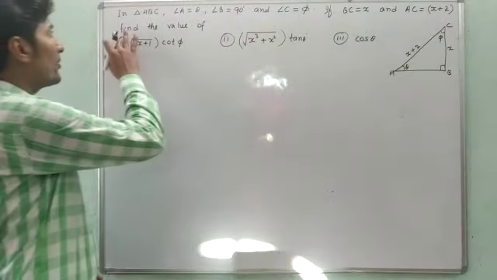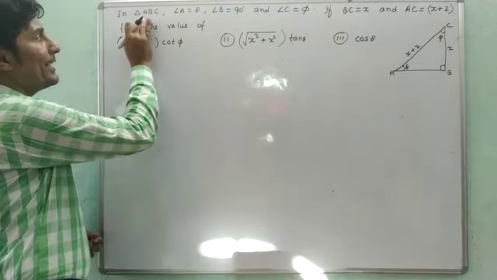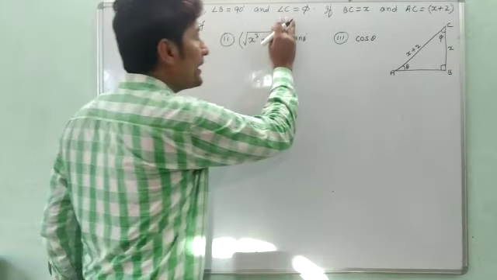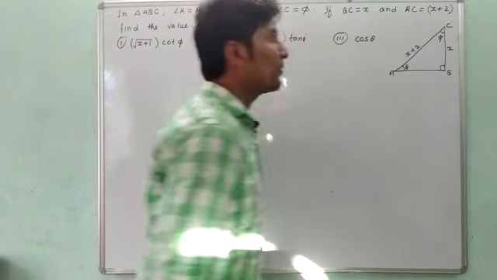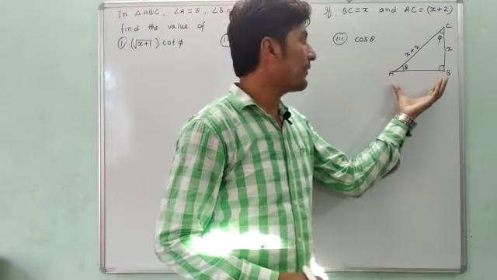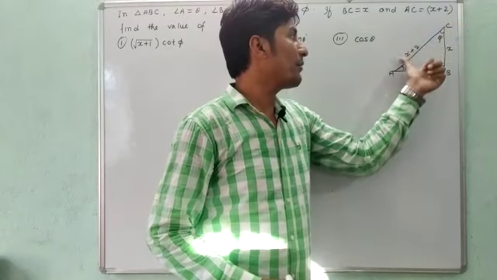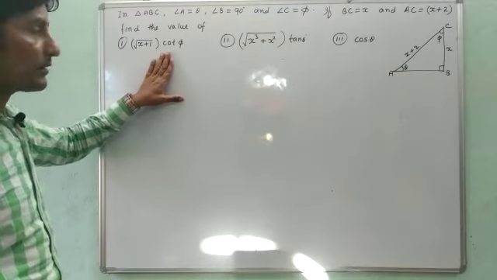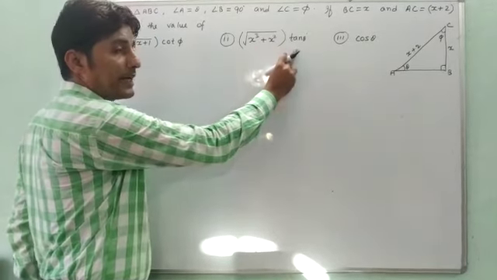Now let us see question number 26 of the same exercise. In this question, it is given that in triangle ABC, angle A equals theta, angle B equals 90 degrees, angle C equals phi, and BC equals x and AC equals x plus 2. All these things are given in this figure. Then we have to find the value of: first, root of x plus 2 into cos phi; second, root of x cube plus x square into tan theta.